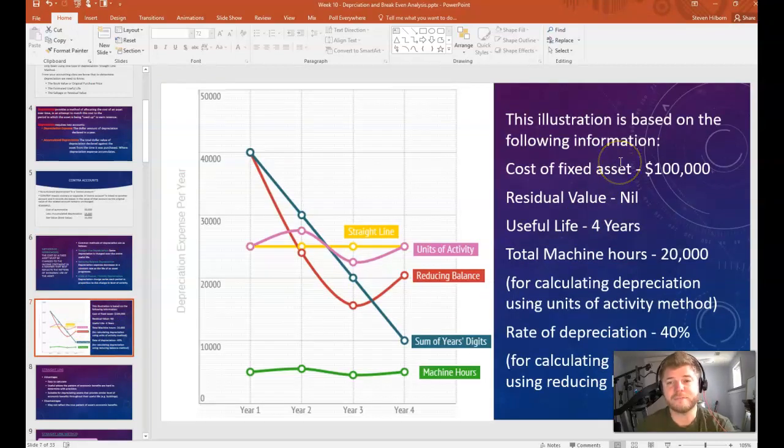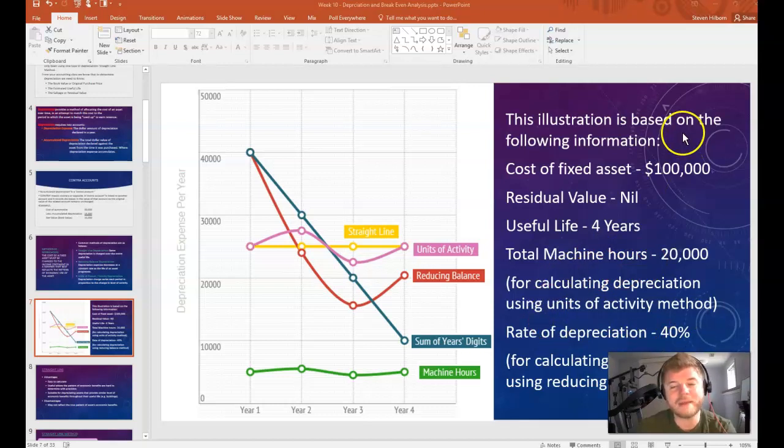So this illustration is based on some of the following information, and it looks at all the different ways that we could potentially reduce our asset using depreciation. Let's say we have a cost of a fixed asset of $100,000. We know that at the end of the life of the asset, it won't be worth anything, and we think that we'll use this up in 4 years. It also tells us we expect to get total machine hours of 20,000, and the rate of depreciation is 40,000.